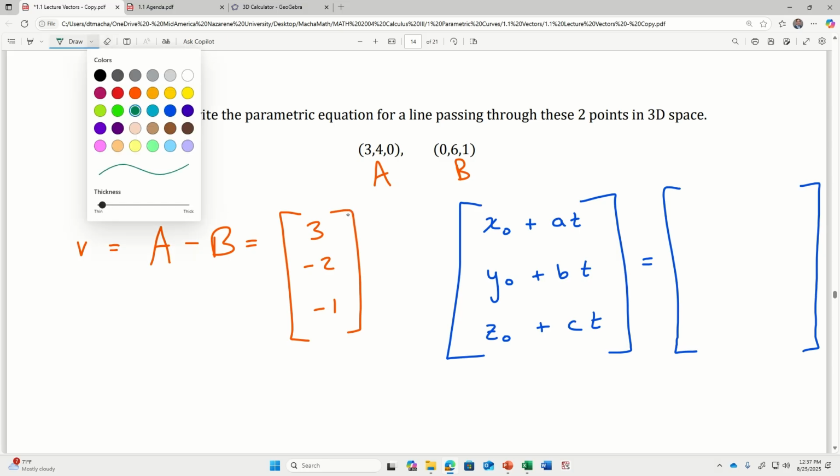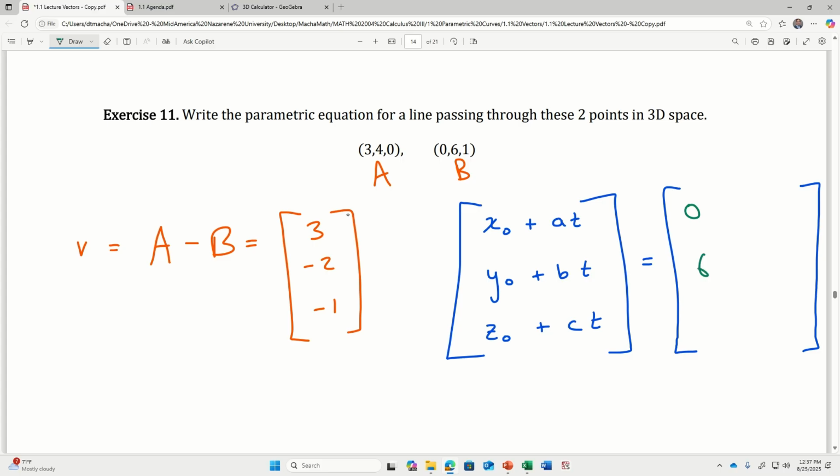So here's one way I could solve this problem. I borrowed the a, b, and c constants from the difference vector, and I borrowed the x, y, z with subscript zeros from my capital B point. Now, if I set my parameter t equal to 0, then I get the vector 0, 6, 1, which puts me right here.